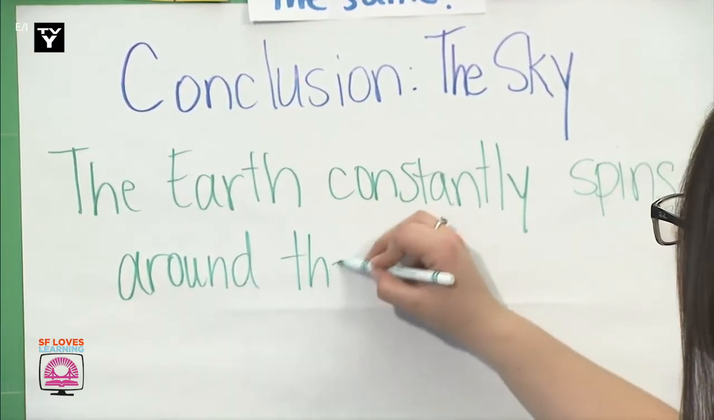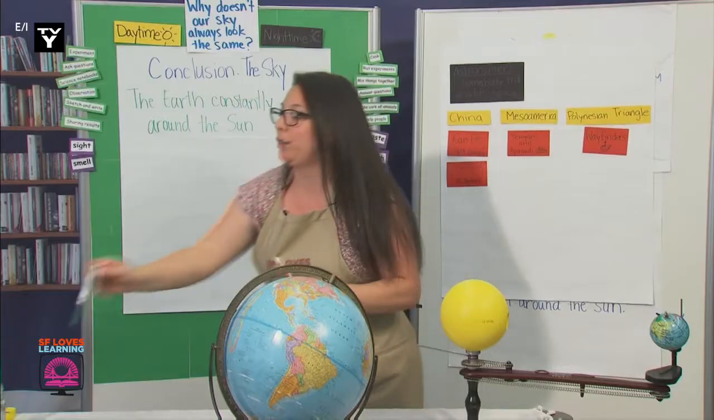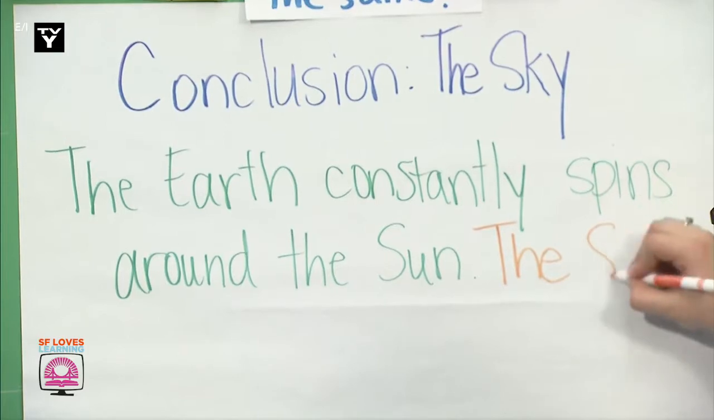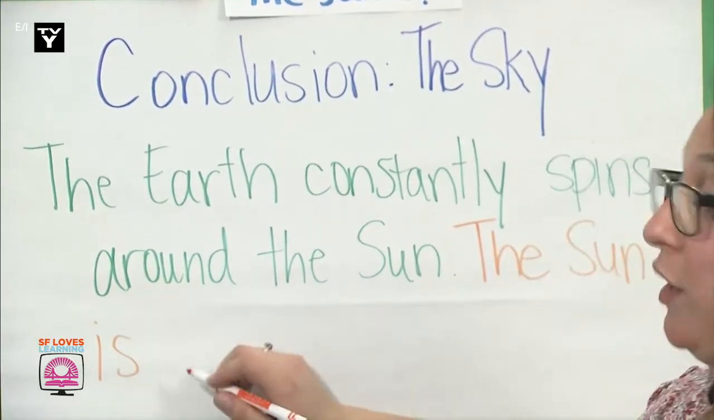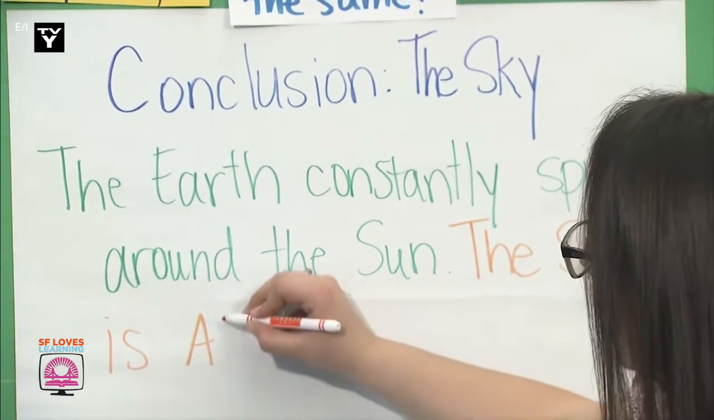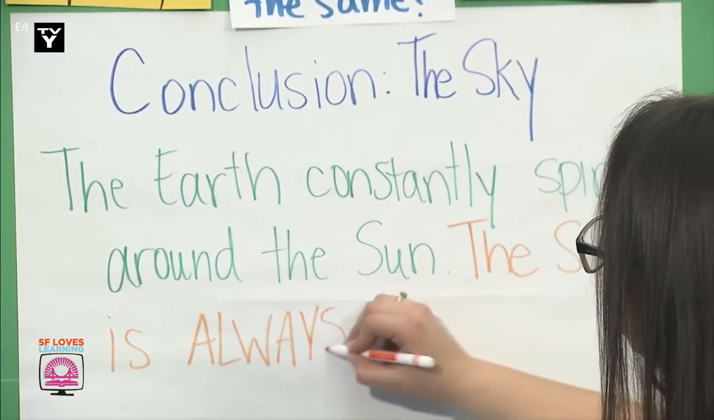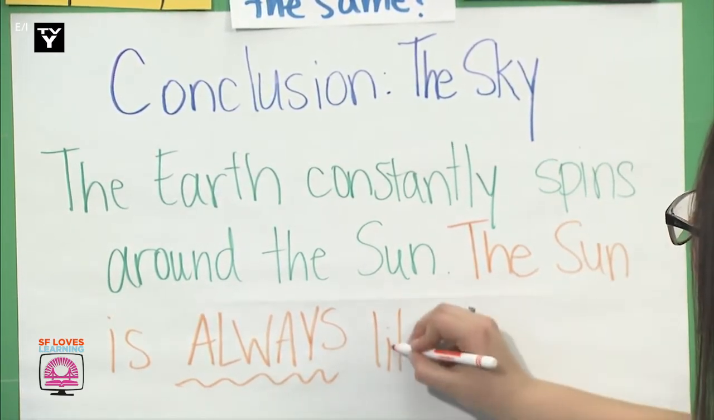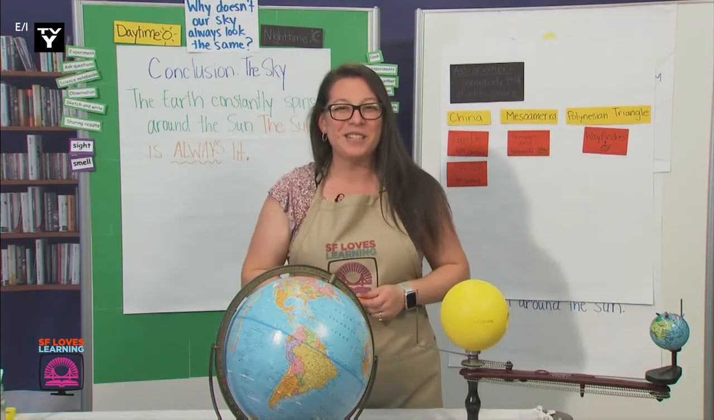the sun. Now I'm going to write about the sun in orange. The sun is, and I'm going to write this in big letters to show how important it is, always, and underline, lit. Unlike mine. And what else did we say earlier?